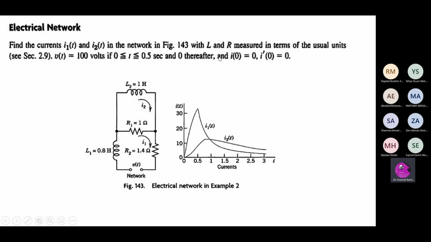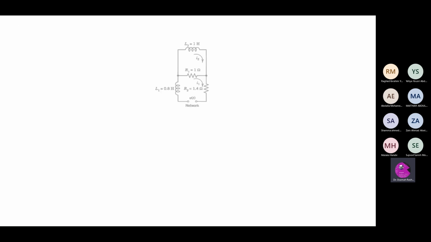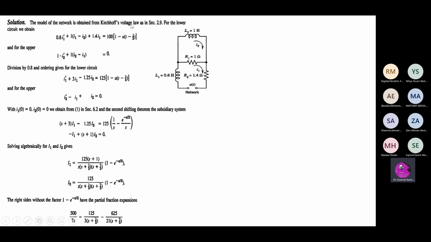You have no current when you start, and no charge in the capacitor if you have a capacitor. But here I am lucky, I don't have a capacitor, so I don't have any problem with this. This is the first coil here. The inductance here is 0.8, so the voltage is L di by dt, where L is 0.8 and di by dt is I1 dash.